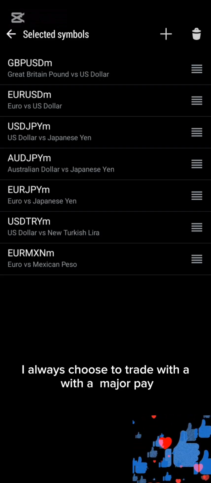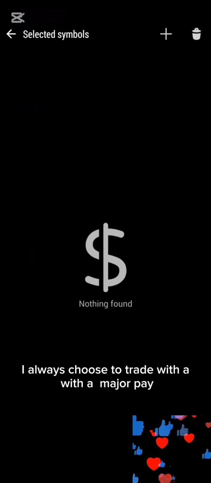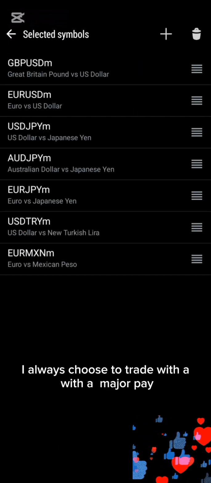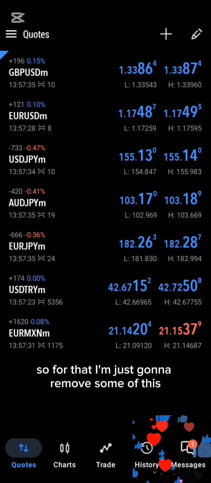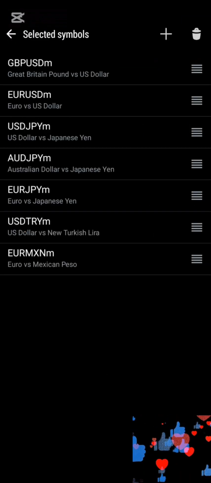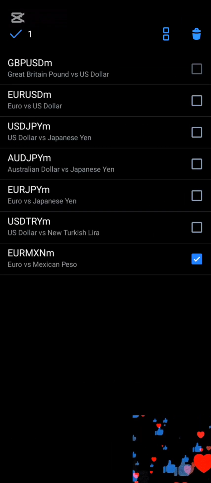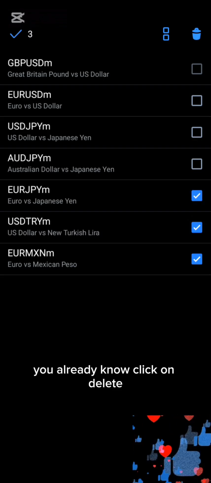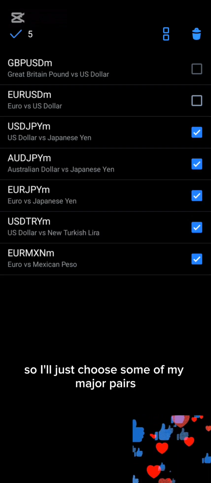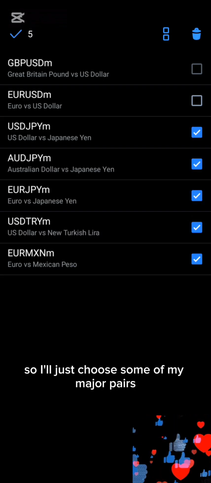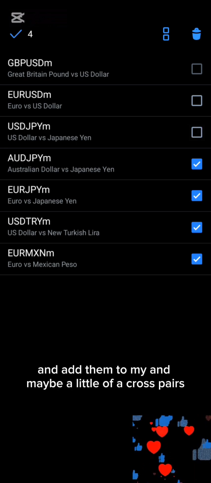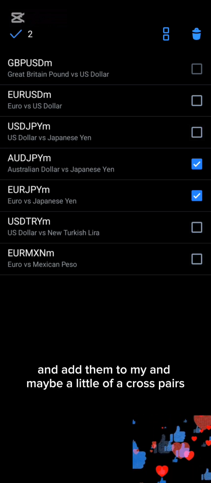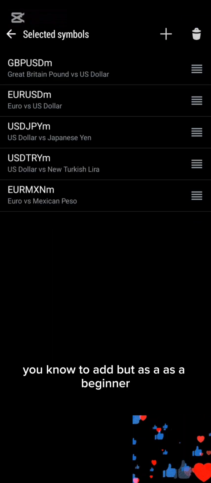But for me, I always choose to trade a major pair. So for that, I'm just going to remove some of these. I'll click on delete. You already know, click on delete. So I'll just choose some of my major pairs and maybe a few cross pairs to add.